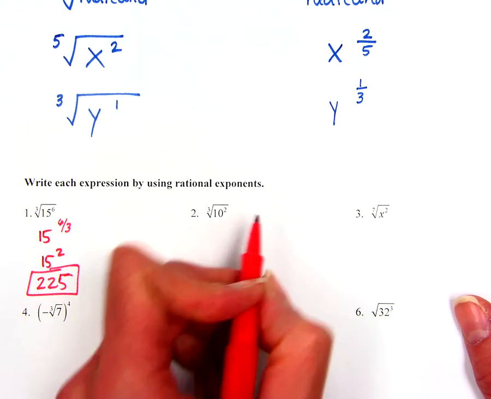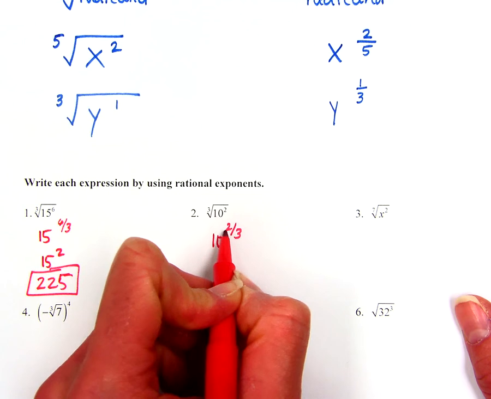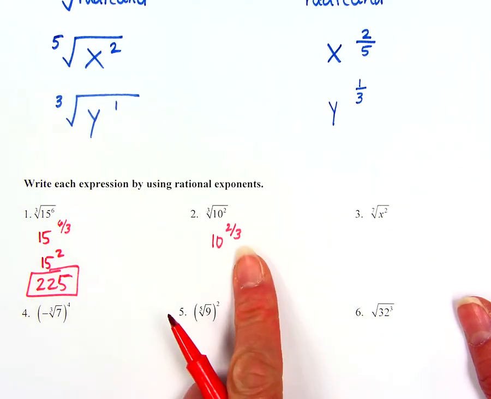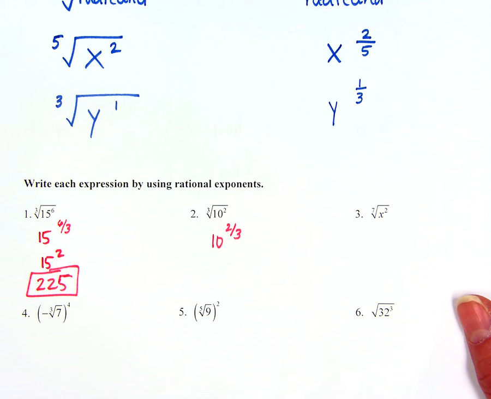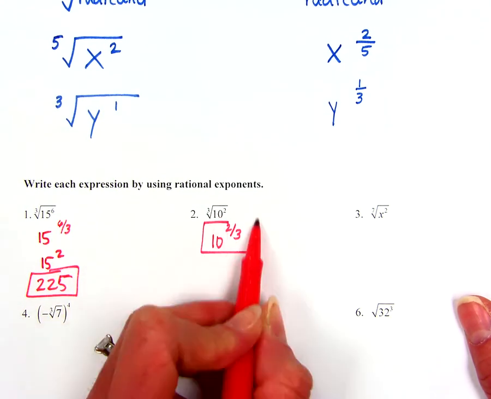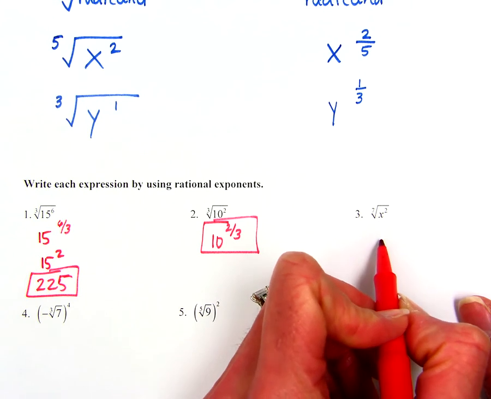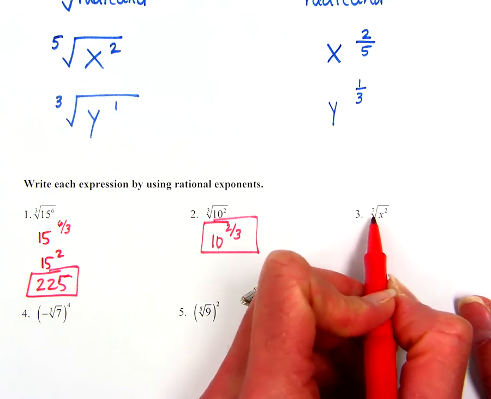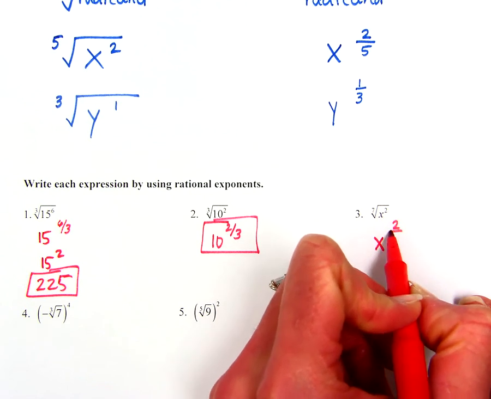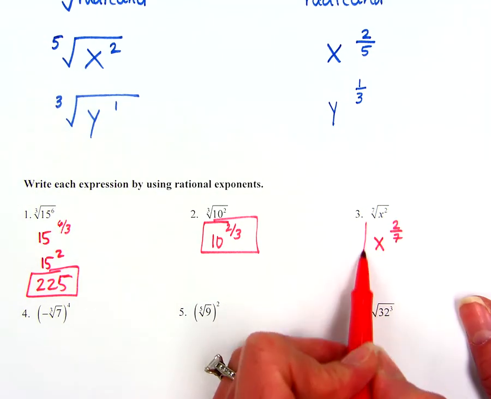Okay, so my base is 10, and it's 10 to the 2/3. So this exponent goes on top. The 3 is my index. That goes on the bottom. Now 2/3, that doesn't simplify, right? It doesn't reduce. You can't take the cube root of 10, so you're good. That's your final answer. All right, here my radicand is just x squared, and so my base is x. I'm going to put the exponent on the top and the 7, which is my index, on the bottom. 2/7 cannot be reduced, so you are all done.